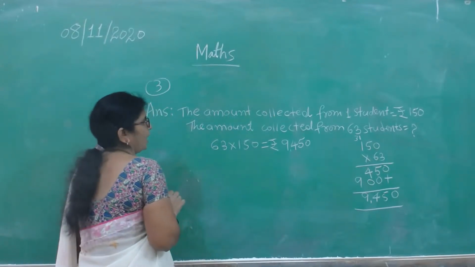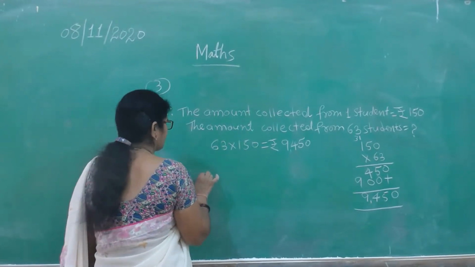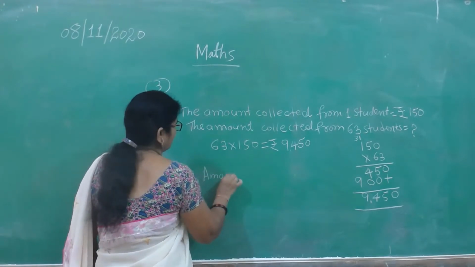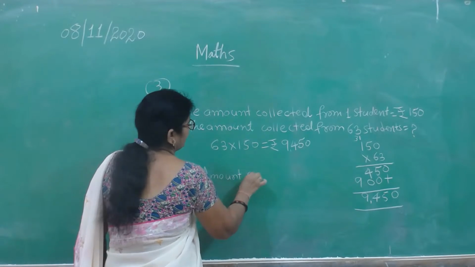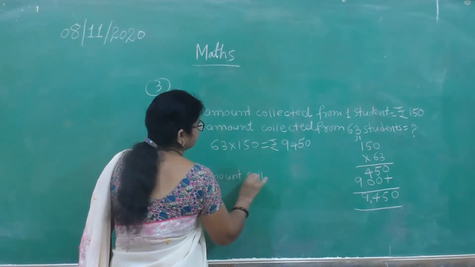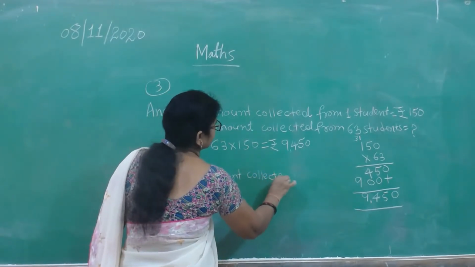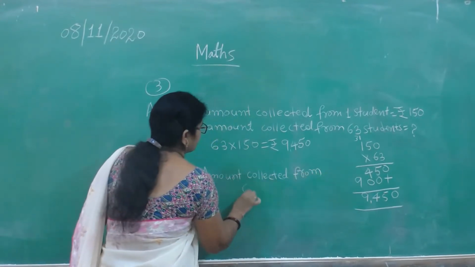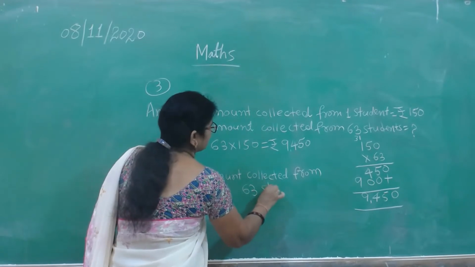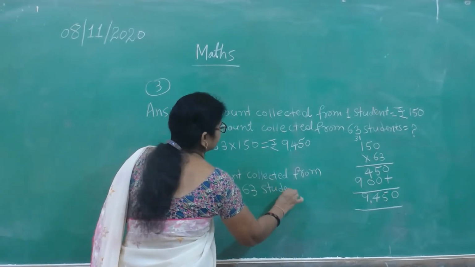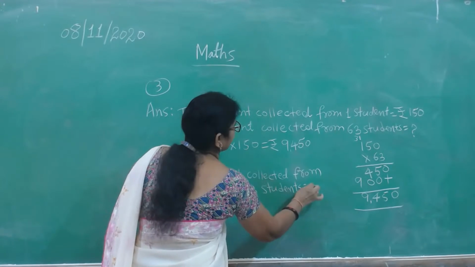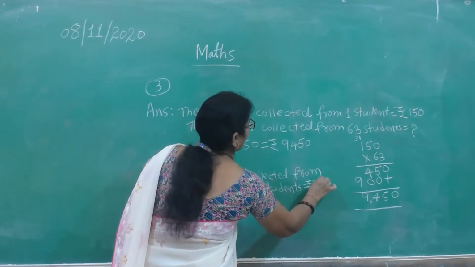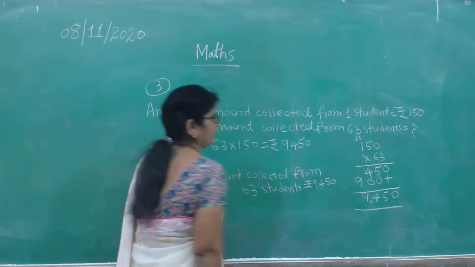Therefore, the amount collected from 63 students is rupees 9,450.